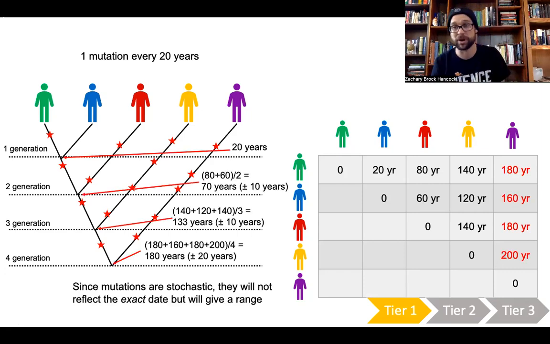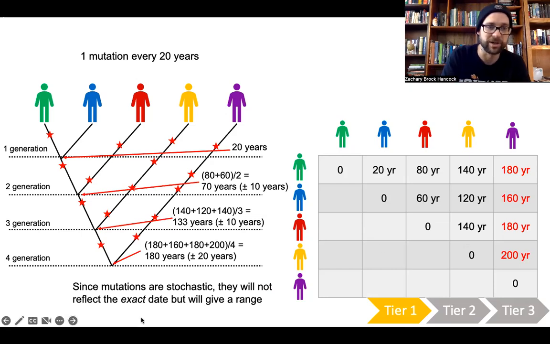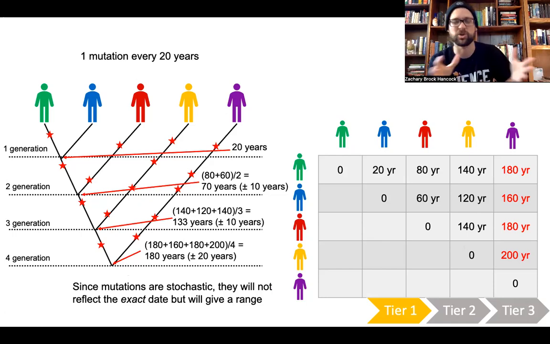So the way we often represent this is by giving a confidence interval, right? If we go down here to this last common ancestor, just focus on this part here, we take our 4 dates, 180, 160, 180, 200, and then divide by 4. So we take an average, and that average is 180 years plus or minus 20 years. Now, oftentimes, if you've ever seen a phylogeny, you see these confidence intervals around the nodes.